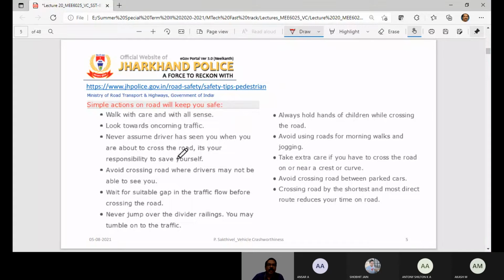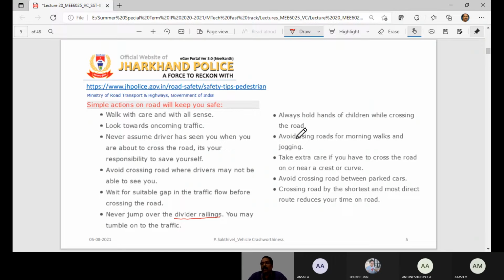Avoid crossing the road where drivers may not be able to see you. Wait for a suitable gap in the traffic flow before crossing the road. Never jump over the divider railing. This is very important. There are dividers, and we may be in a hurry, so we think we can jump over the divider railing instead of using the overhead bridge. You may tumble onto the traffic, that means you will fall on the road. Always hold the hands of children while crossing the road. Avoid using the road for morning walks and jogging. We could still see many people walking on the road, but it is better to avoid morning walks and jogging.